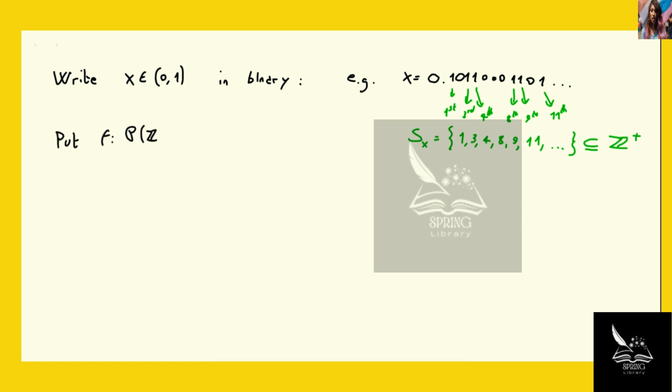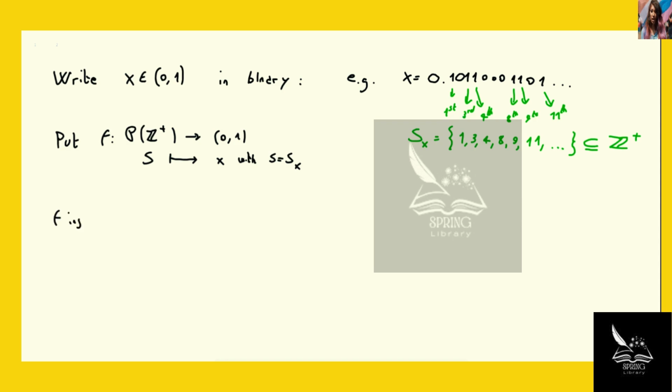So let's define a function f that goes from the power set of the positive integers to the interval [0, 1], that takes a set S to an x such that S of x is equal to the S that we're given. Or another way, if S, for instance, is given by {1, 2, 3}, then x must be the number whose binary expansion has ones in the first, second, and third position.